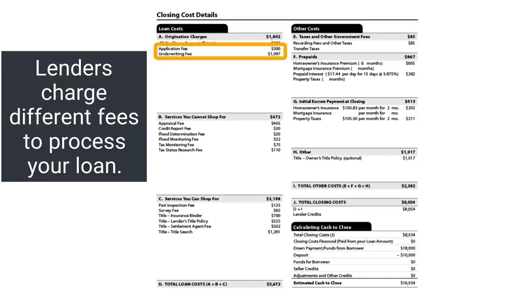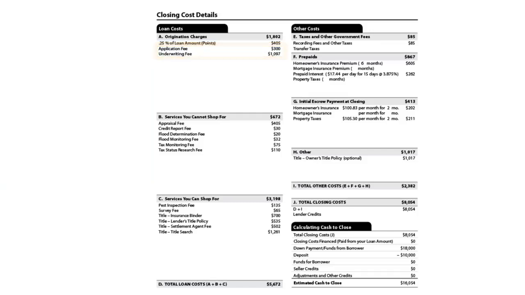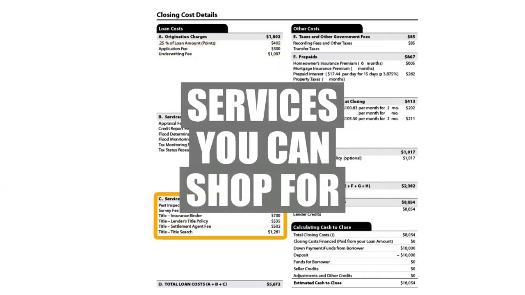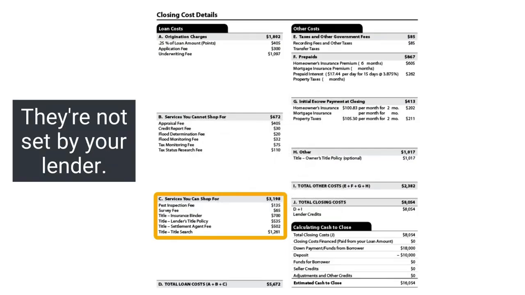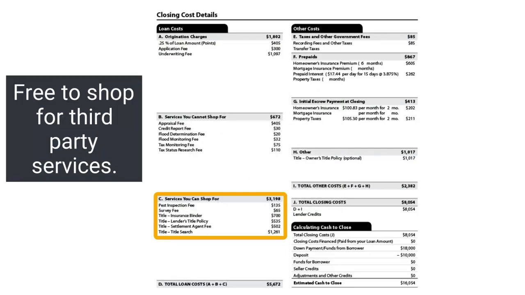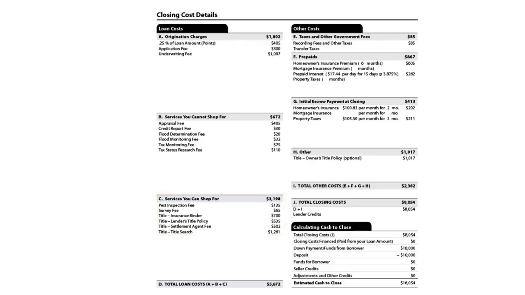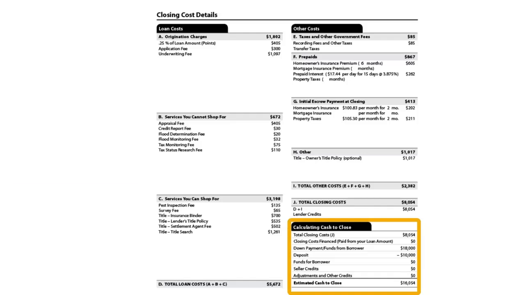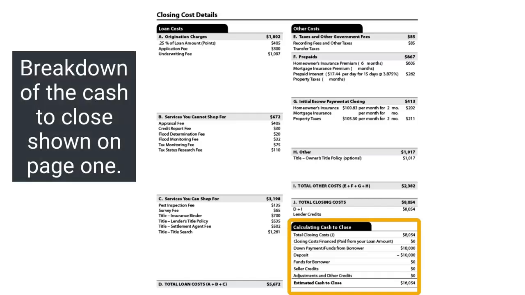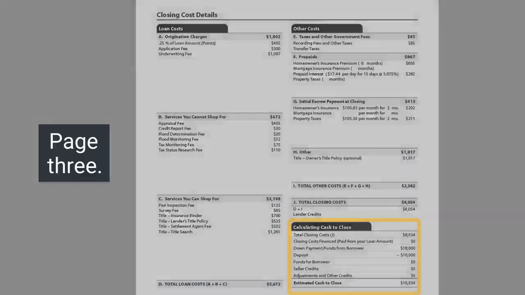Lenders all charge different fees to process your loan, so you'll want to look at that. Services you can shop for. These are third-party services. They're not set by your lender, but you're free to shop for third-party providers. Calculating cash to close. This box shows you a breakdown of the cash to close shown on page 1. Finally, let's look at page 3 of the loan estimate.